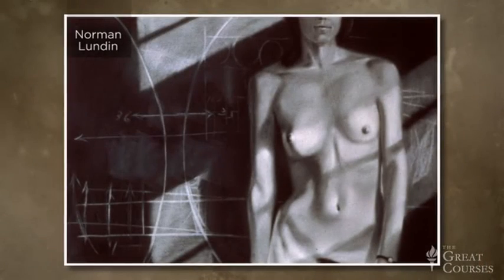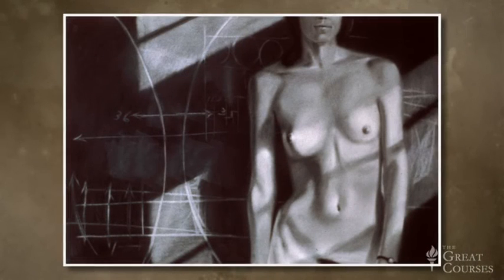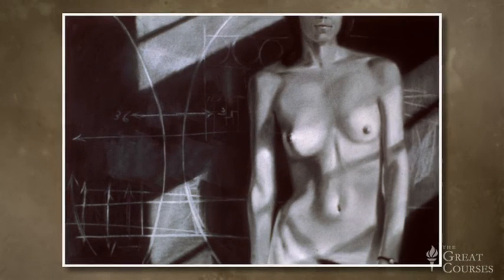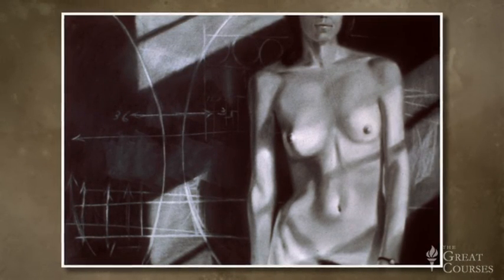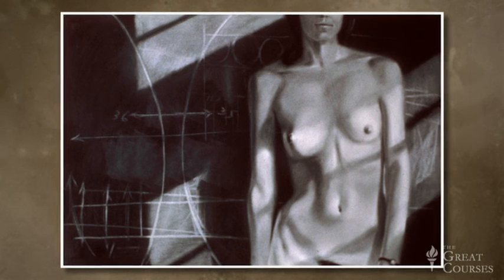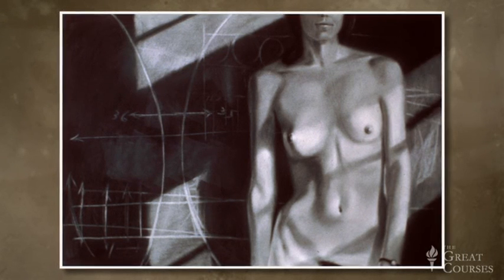Incidentally, this drawing by Norman Lundin was made in a similar way. He drew the basics of the figure using the model. Then, after she'd finished posing, he invented the blackboard and the play of light and shadow.